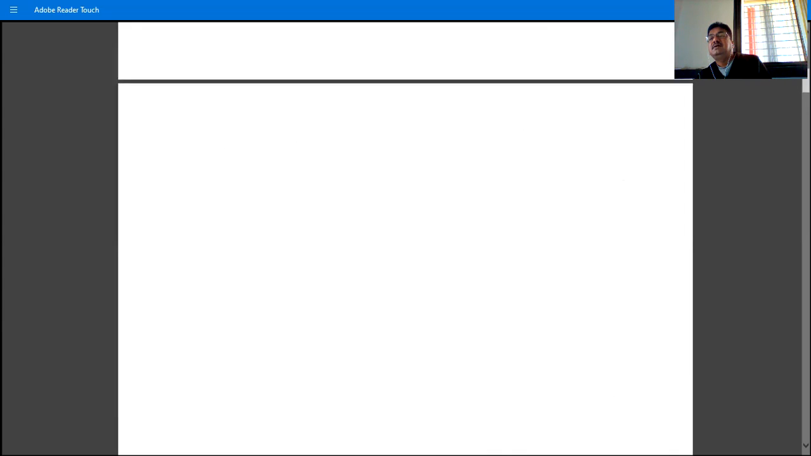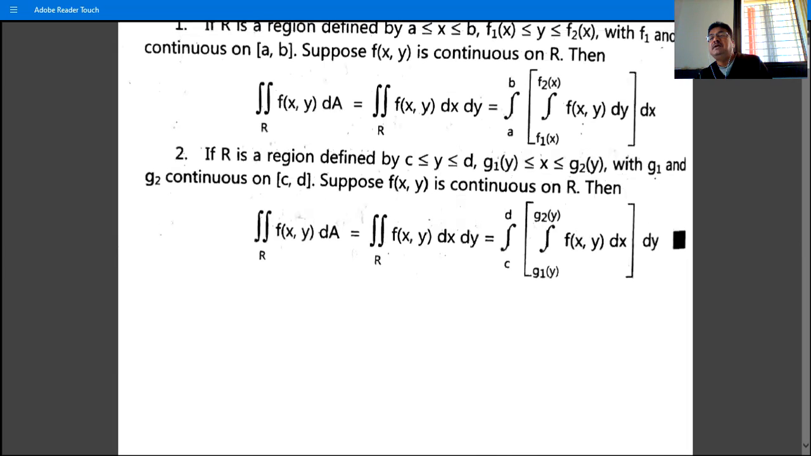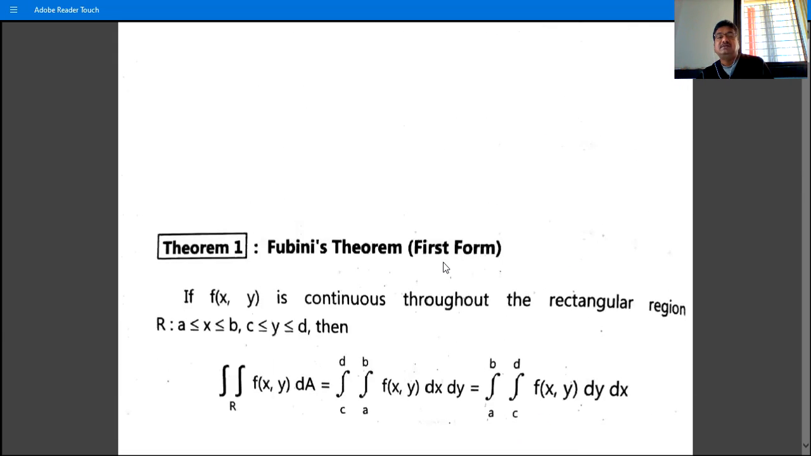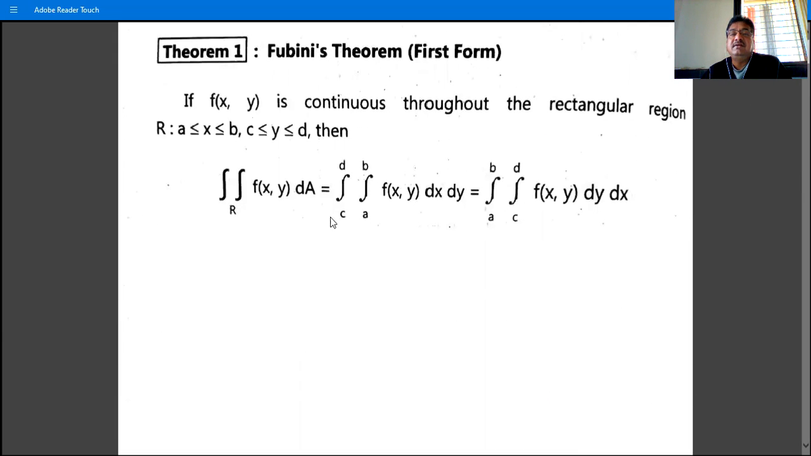What is the theorem? If the limits are constants, that is, the limits on x and y are constants, then we can change the order of integration, and there is no change in the function or the limits. That is, c to d is the limit on y, and a to b is the limit on x, f(x,y) dx dy. So we change the order to dy dx; we just interchange the integration signs.